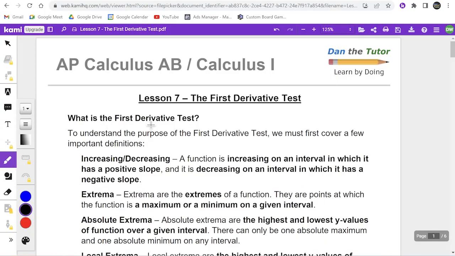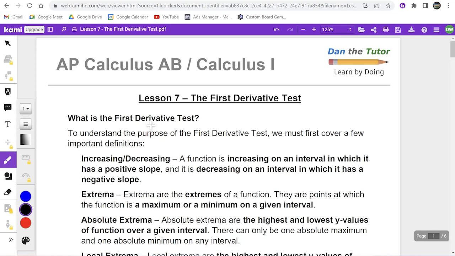Today we're going to be covering AP Calculus AB/Calculus 1, Week 7, the first derivative test. This is probably my favorite lesson out of the 8-week course because we are going to see how we can use derivatives for real world applications.